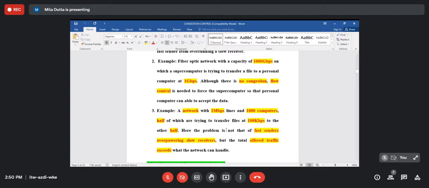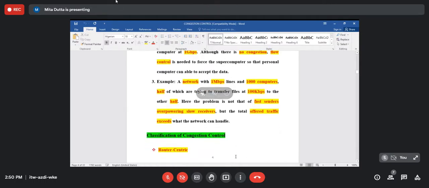Clear the difference between flow and congestion? Yes, ma'am. Now, how could we do congestion control?